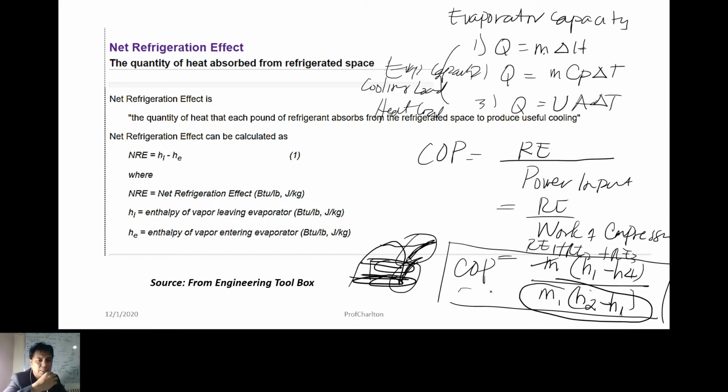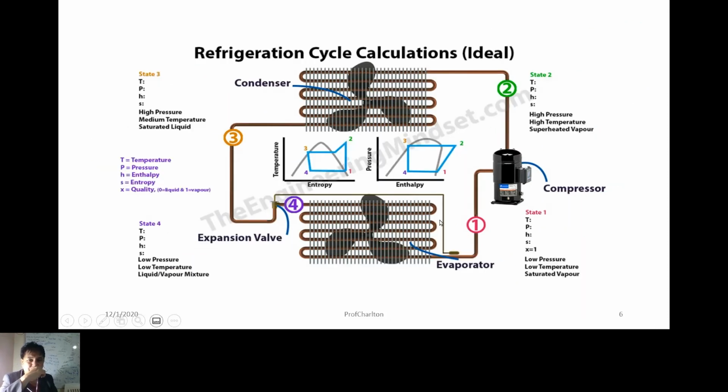Ang denominator is work of compression. Yung gagamitin na trabaho ng compressor para ma-produce niya yung capacity ng system, yung capacity ng evaporator, na dapat gawin niya para makapagpalamig siya, yun yung kukumpitin mo divided by the work of compression para magkaroon ka ng COP. Okay? So, ito 'yon.